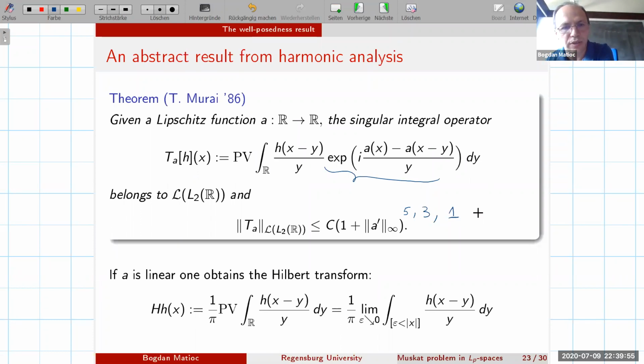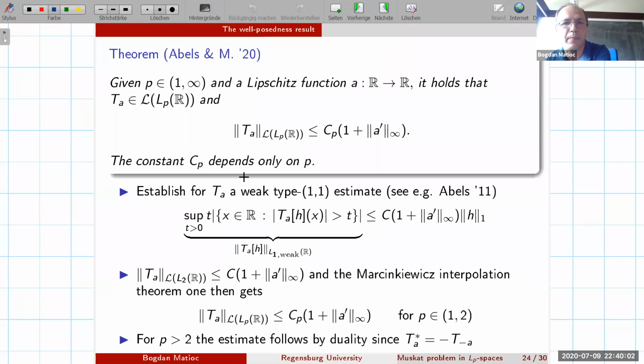So this is an L2 result, which is not useful in the LP setting, but this result holds also in the LP setting. So whatever P is between 1 and infinity, TA is bounded from LP to LP, and its norm is bounded by the same thing. Only the constant is different, but the constant depends only on P.